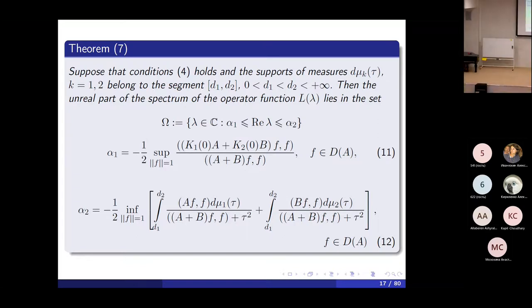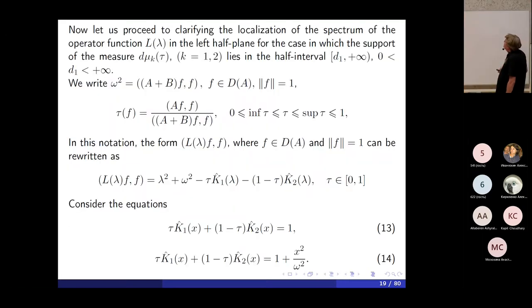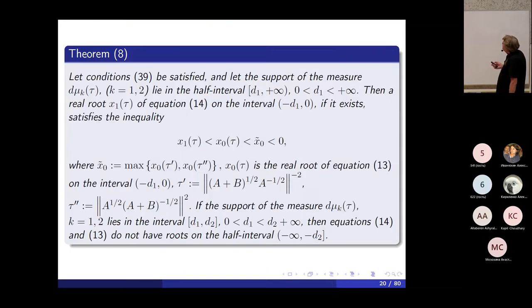Here you see the bounds of this strip, alpha 1 and alpha 2, in terms of kernels first of all, and operators A and B. These are more brute estimates. Here you see the information about the real part of the spectra. I'll slightly omit this result.